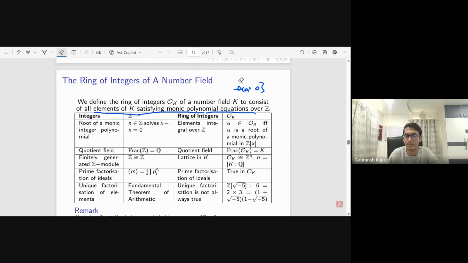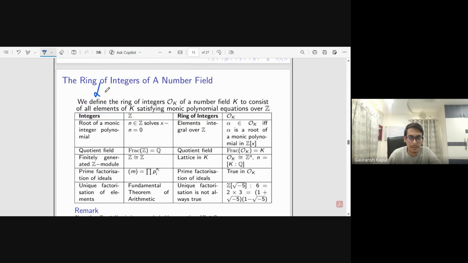You can check that, and the proof basically uses this statement that alpha is in O_K if and only if Z[alpha] is a finitely generated Z-module. Using this you can check that the ring of integers is actually a ring, and here are some parallels between the rings of integers of a number field and normal integers. So yeah, integer roots of monic polynomials are also roots of monic polynomials with integer coefficients.